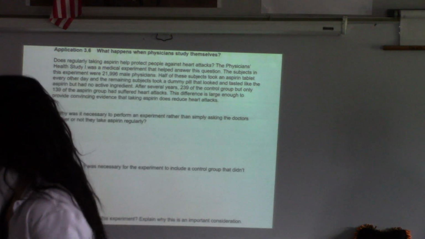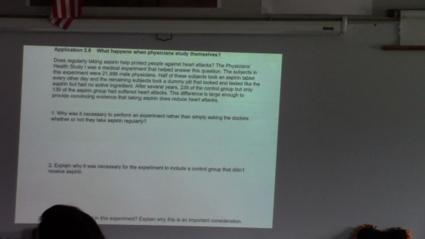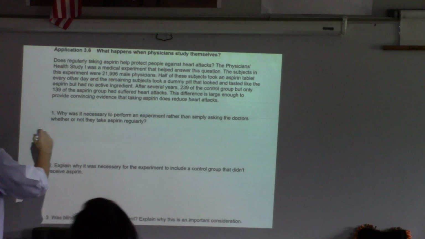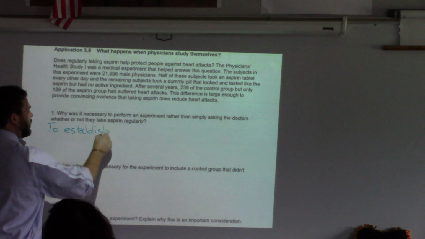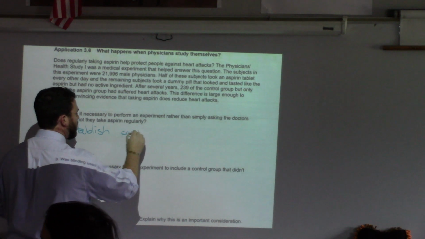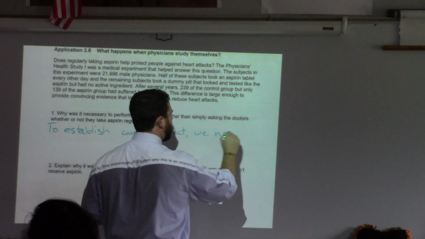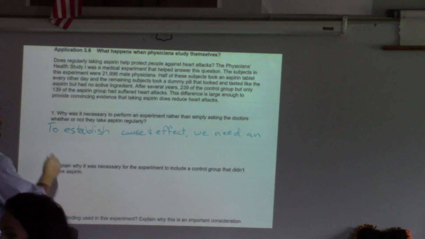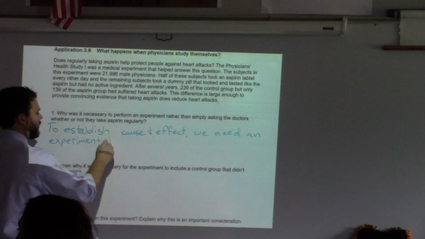I think we already started on this a little bit, what happens when physicians study themselves. So, what did we say why it was necessary to perform an experiment? Wanting to establish cause and effect. Right, if we want to establish cause and effect, we have to have an experiment, right? So, to establish cause and effect, we need an experiment that reduces what? We didn't add this detail, that's good. Not bias. Confounding. There we go.